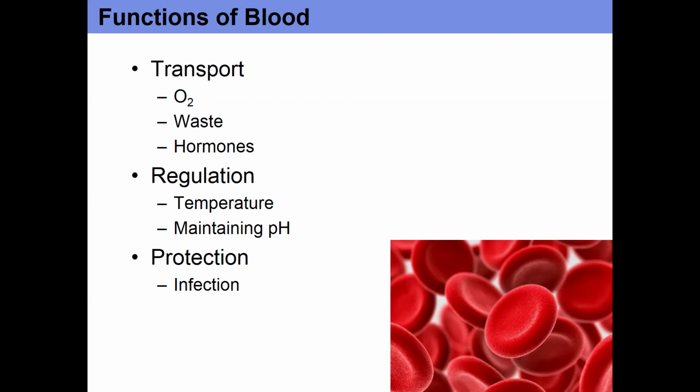And in addition to that, blood serves that protection function. So it has antibodies and white blood cells in it that help protect us against invading pathogens, whether those be bacteria, viruses, or even worms. And we'll talk about the specific cells that protect us against those.